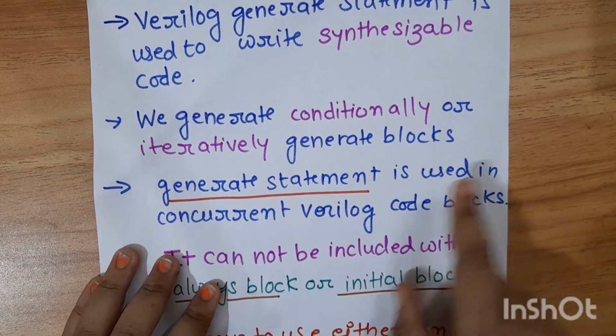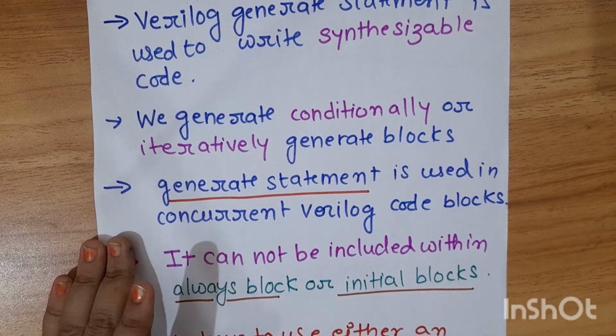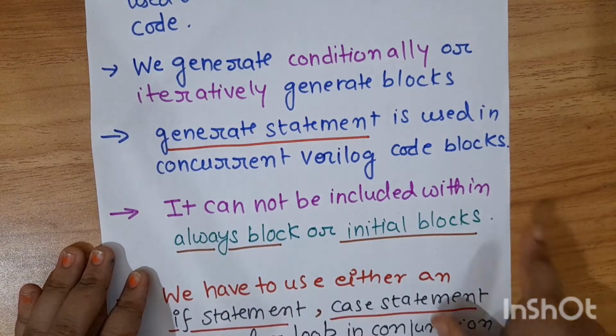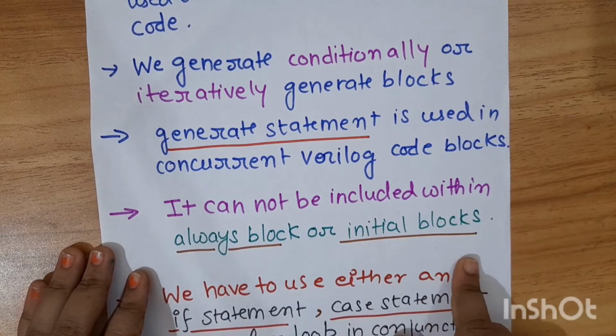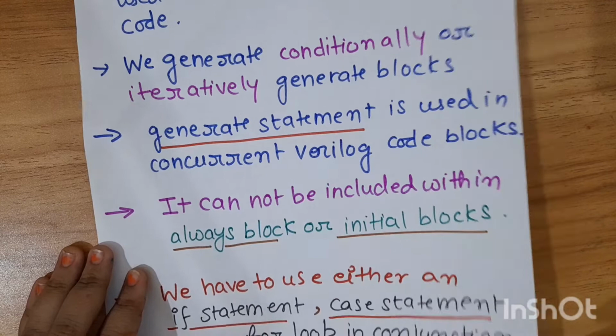The generate statement is used in concurrent Verilog code blocks. Concurrent means those which run in parallel. They are called concurrent blocks. So the generate statement is used in concurrent Verilog code blocks. It cannot be included within an always block or initial block, because we mention begin and end inside the always block and initial block, where the piece of code is run sequentially. So the generate statement is not used there.